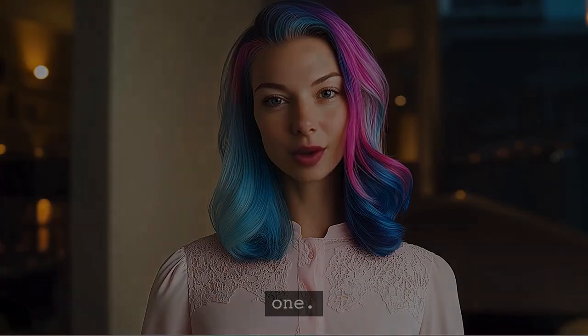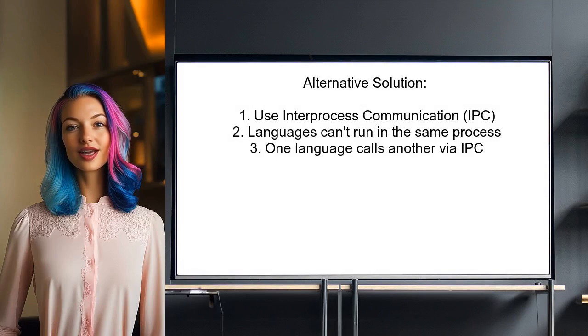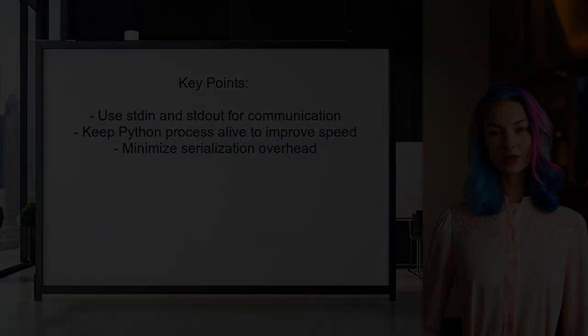Let's take a look at another one. This user suggests using interprocess communication, or IPC, to create a language-independent library. They explain that different programming languages typically can't run in the same process, so one language must call another through IPC. They recommend using standard input and output for communication, which can be efficient. The slowest part is starting the Python process, but this can be improved by keeping the process alive between calls.